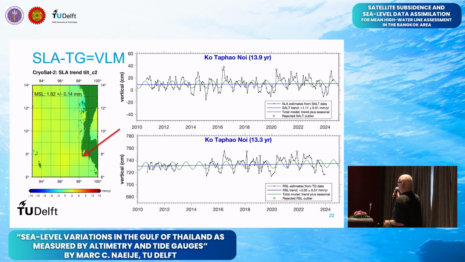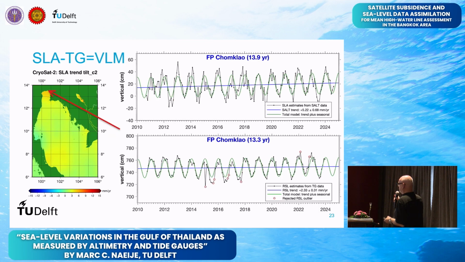So if we wanted to have the SLA minus the TG, so we have 1 minus 3. So we have -2 for the VLM, so that would be a subsidence of 2 millimeter per year over this period, so under 2010-2024. But I think this is quite okay. This is what we have found before.